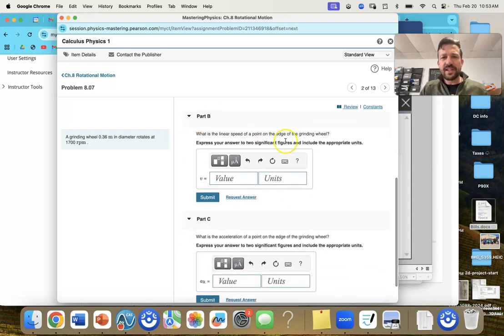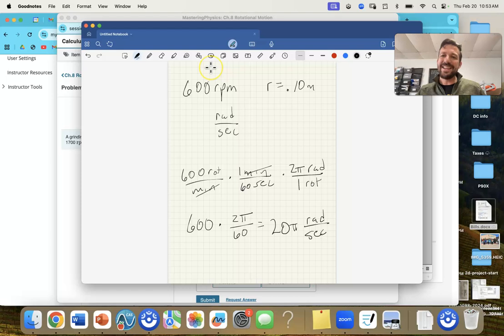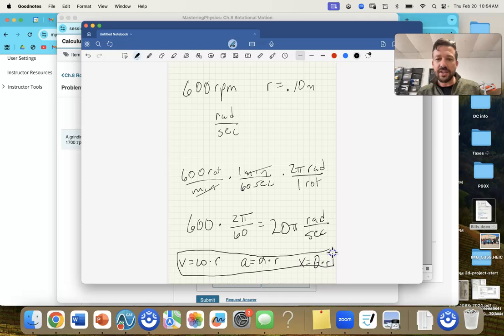Okay, and then it says, what is the linear speed of a point on the edge of the wheel? So remember, in order to switch between linear and angular, you got to have that formula. That formula is V equals omega times R. And you can do it on any of these. So A is equal to alpha times R. And if you like, you can even do distance. Distance is equal to however many radians it went times R, which is the radius. So these are the things to switch from angular to linear.